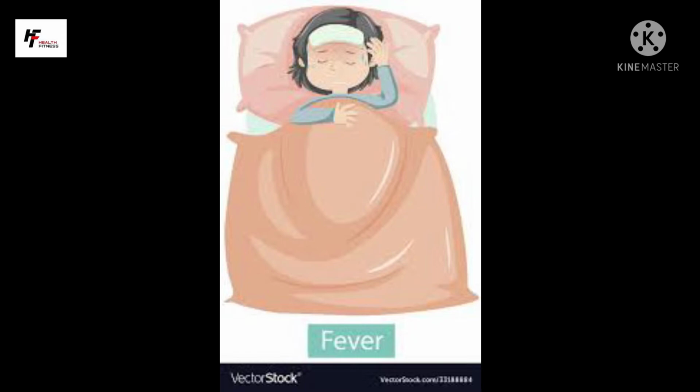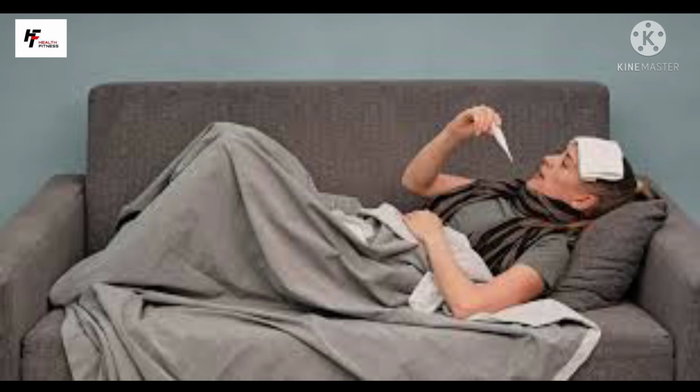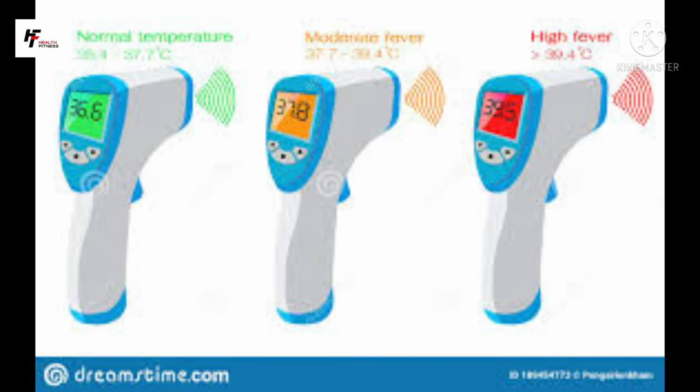How is the common cold treated? The common cold is caused by hundreds of different viruses. The symptoms are caused by the immune system reacting to the virus. There is no cure for the common cold, but there are things you can do to make yourself feel better. You can take over-the-counter medicine to make you feel better, such as paracetamol or ibuprofen. You can also get plenty of rest and drink plenty of fluids.